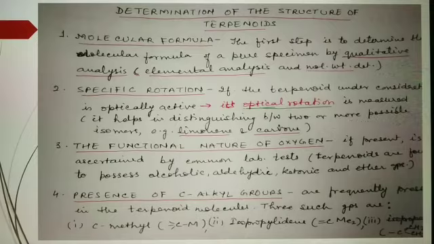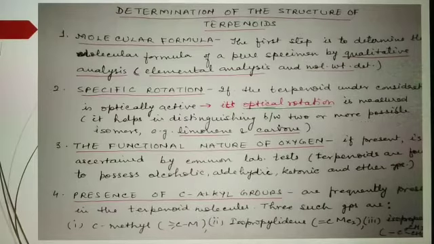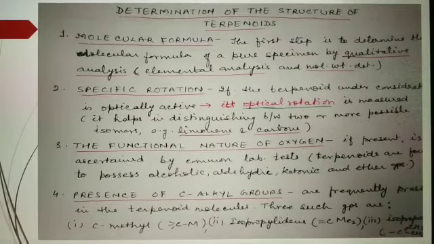Then if the terpenoid under consideration is optically active, we measure its optical rotation or the specific rotation. This step is particularly useful if the terpenoid is optically active, as it helps in distinguishing between two or more possible isomers. For example, we take limonene and carvone. One is dextrorotatory and the other is levorotatory, so we can distinguish between the two possible isomers.